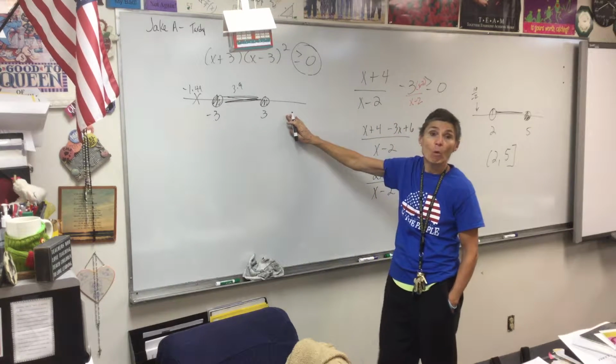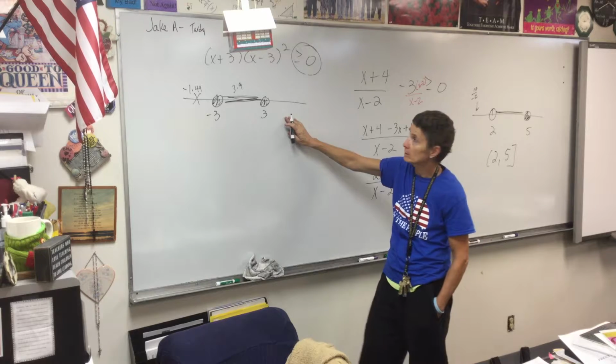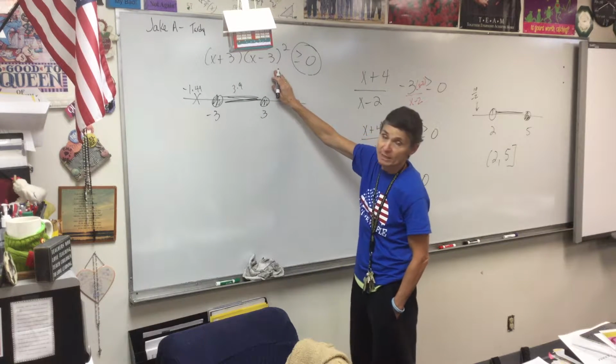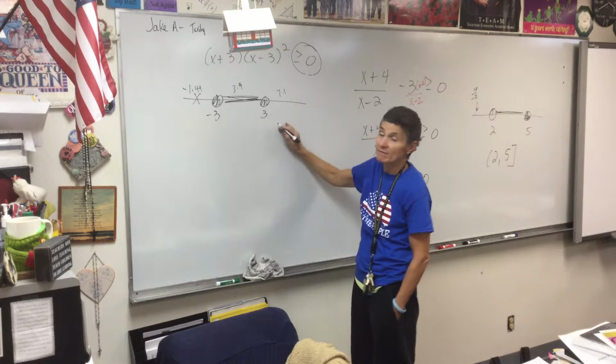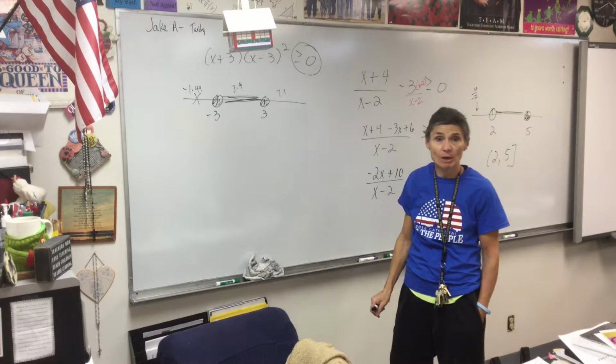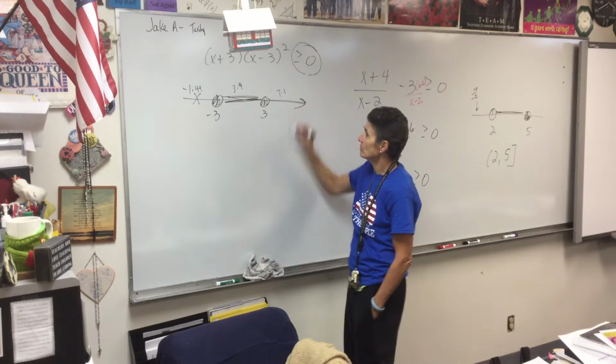All right, let's try 4, the number 4. 4 plus 3 gives me 7. 4 minus 3 gives me 1 squared is 1. 7 times 1. Is 7 times 1 bigger than 0? Yep, that one works too.